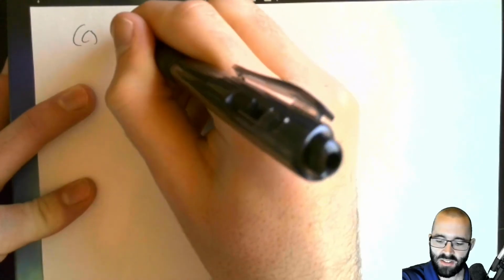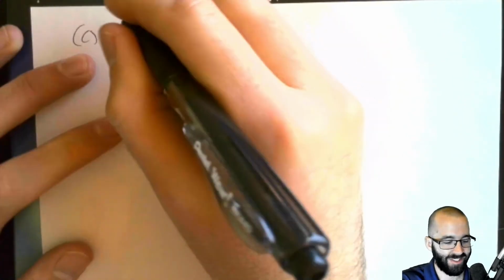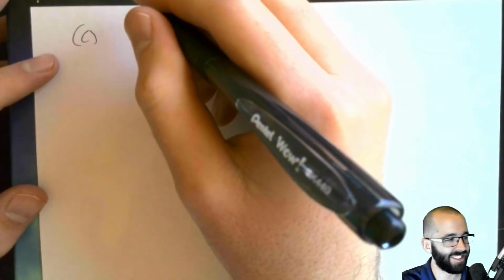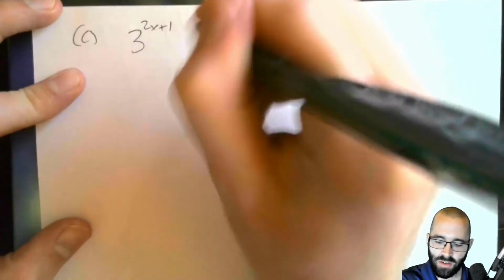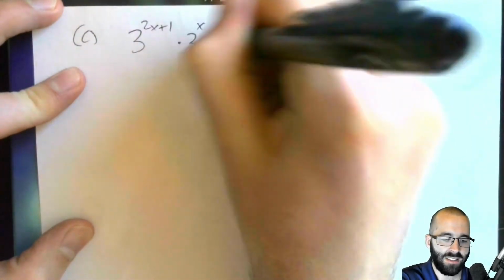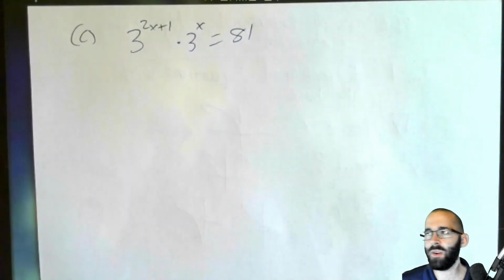All right, let's do part C. If part B wasn't fun enough. Part C and part D, we really just throw the bathtub at you. That's mixing metaphors. Never mind. I'm throwing a bathtub today. 3 raised to the 2x plus 1 times 3 to the x is equal to 81.